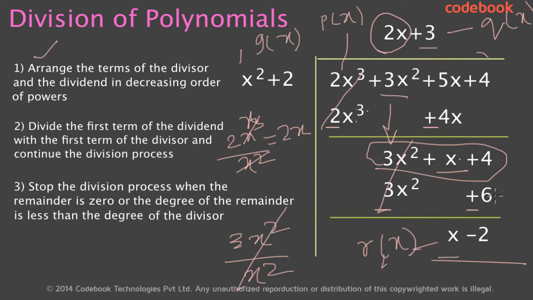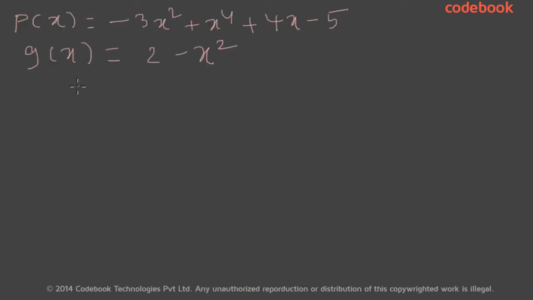Now let's work through another example to understand this better. So now let's take two polynomials. P of x is equal to minus 3x square plus x power 4 plus 4x minus 5 and g of x is equal to 2 minus x square. So you have been asked to find the quotient q of x and remainder r of x when p of x is divided by g of x.